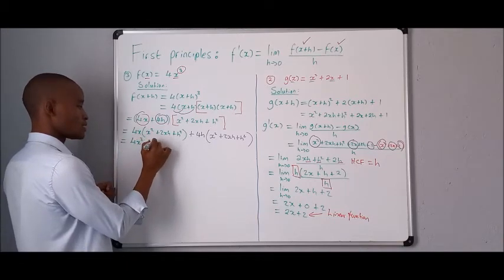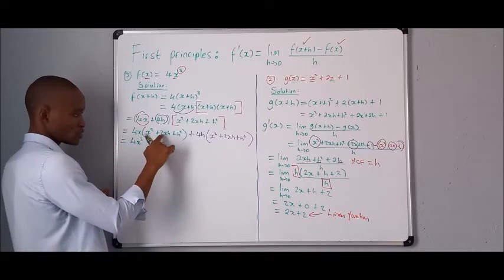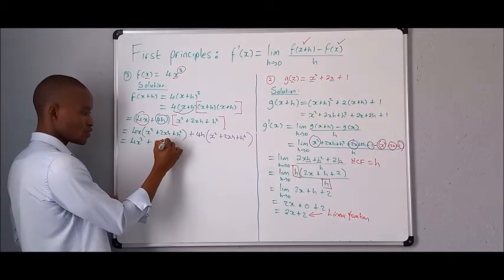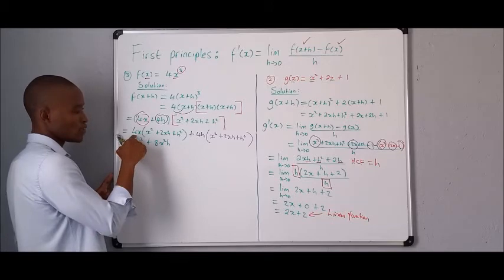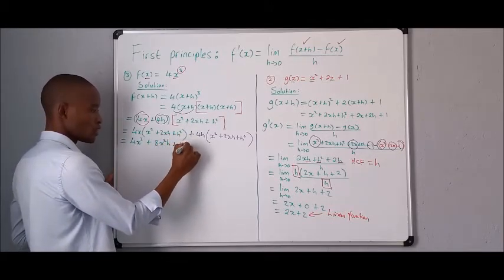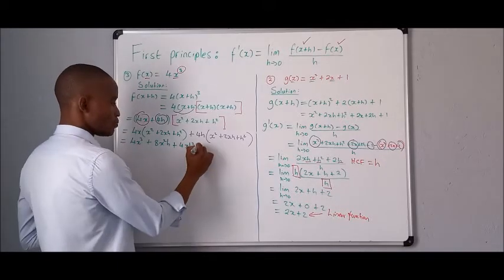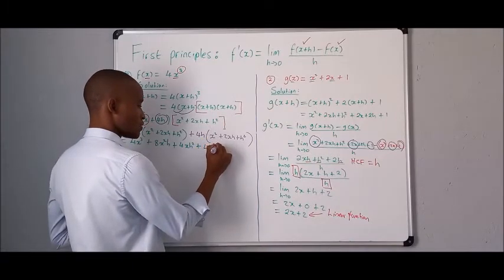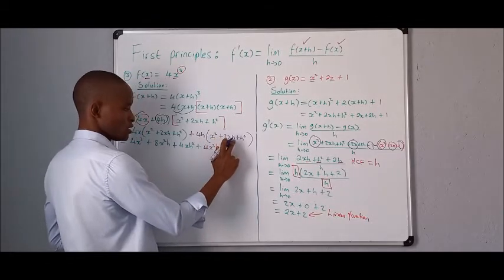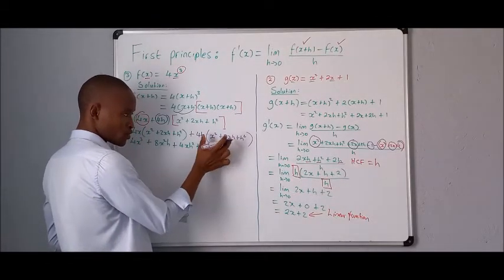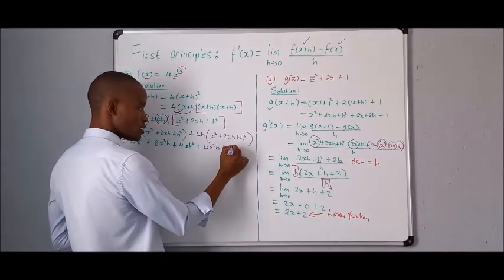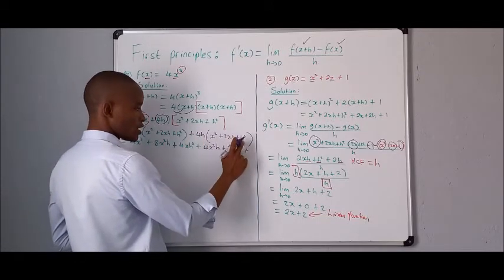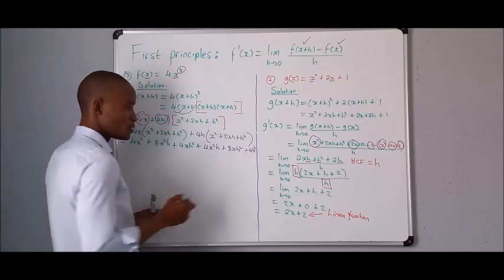We have 4x cubed plus 8x squared h. Look at this, 4x times 2xh. The exponential laws come into play here, because x times x is x squared, and there's an h there as well. 4x times h squared will just be 4xh squared. Plus, what's happening here? 4h times x squared is just 4x squared h, plus 4h times 2xh: the h there will produce an h squared, so it is 8xh squared. And then plus 4h times h squared is 4h cubed.